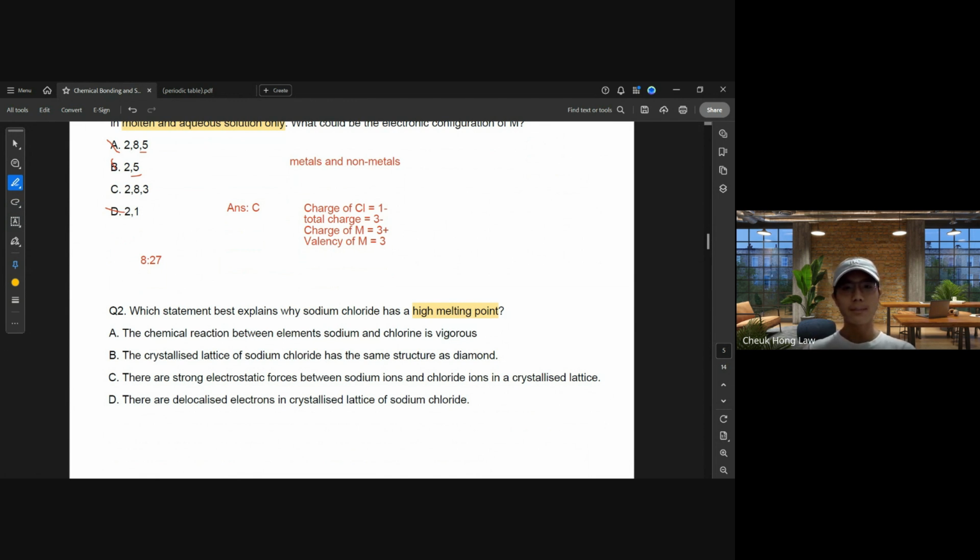The chemical reaction between elements sodium and chlorine is vigorous. So vigorous chemical reaction doesn't mean that it has a high melting or boiling point. Okay, it just means that it is reactive. Okay, so A is wrong.